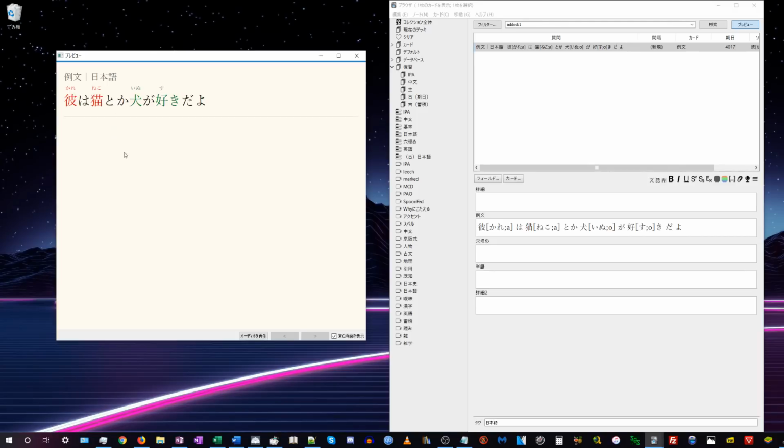The other thing I want to point out is that, in general, particles play the role of helping you parse Japanese sentences grammatically. When we look at the sentence, we have this nice alternation between core meaning words, like kare, neko, inu, suki, and then the particles in between. So we have kare wa, neko toka, inu ga, suki da yo. This makes it very easy to parse visually, because the core words are colored and the particles are not.